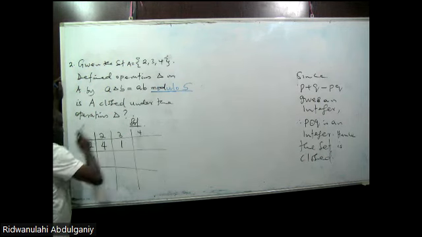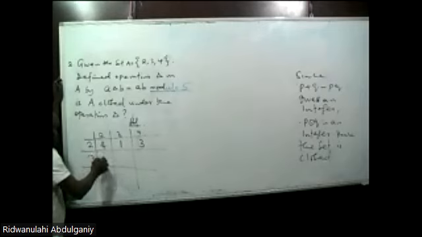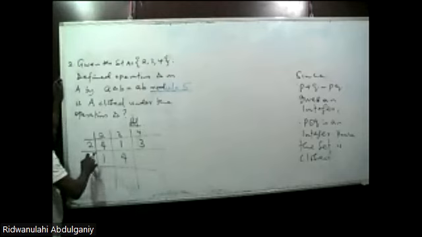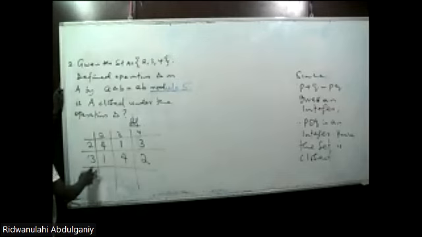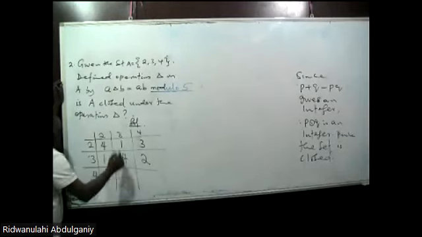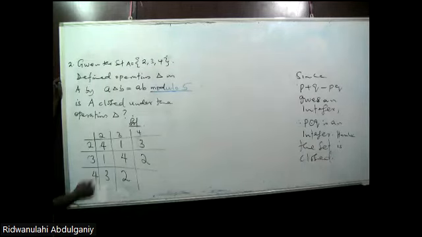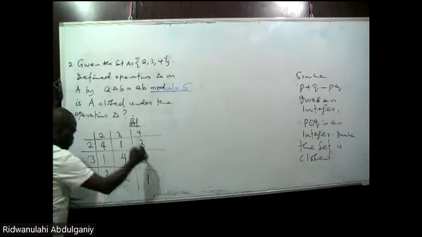2 times 4, that is 8. Divide by 5, remainder 3. 3 times 2, 1. 3 times 3 will give us 4. And 3 times 4, 12 will give us 2. 4 times 2 is 8. That gives 3 upon division, and you record down the remainder. 4 times 3, 12, that gives 2 upon division by 5, and you have remainder 2. 4 times 4 is 16. Divided by 5 will give us remainder 1.